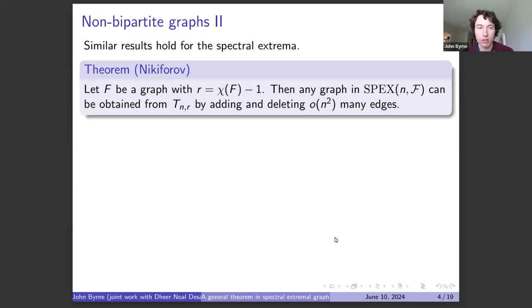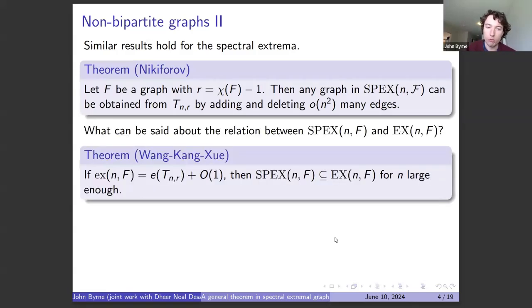So the edge extremal graphs and the spectral extremal graphs both have the same sort of general structural description, but are they actually the same, or do we have some containment relation between these two sets of graphs? One recent result along these lines is due to Wang, Kong, and Xu, which says that if the extremal number is the number of edges in the Turán graph plus some bounded term, then every spectral extremal graph must also be edge extremal as long as n is large enough.